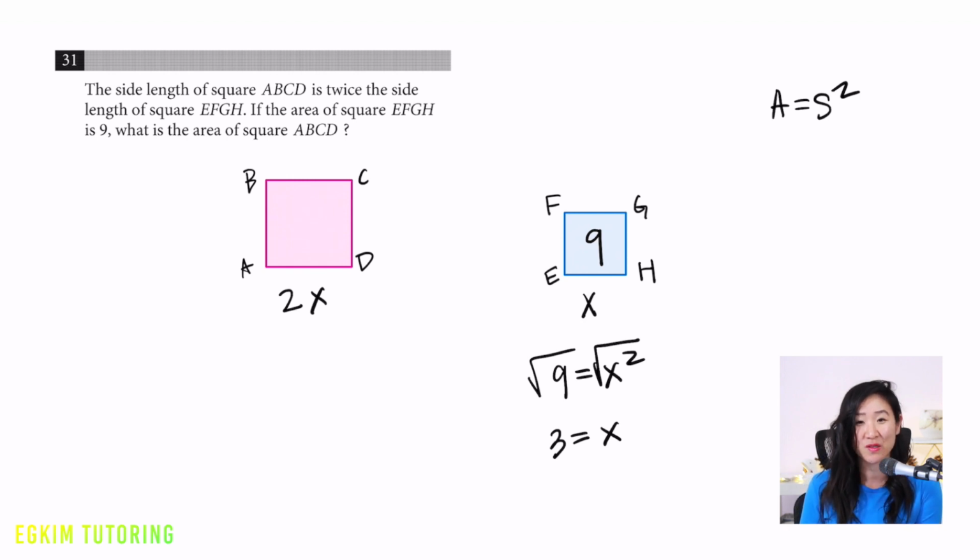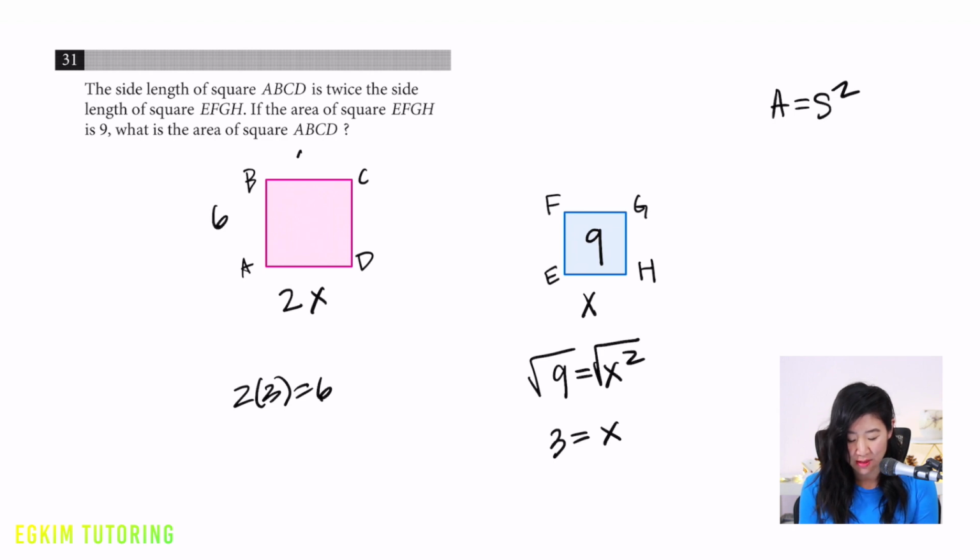But this isn't the answer. Remember that they're actually asking you to find the area of the bigger square. Since we know that the length is doubled, we can say 2 times 3 is equal to 6. And that means that each side is equal to 6. And now using the area equation one more time, you can say that the area is equal to 6 squared, which is equal to 36.